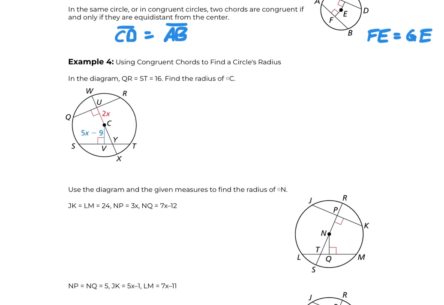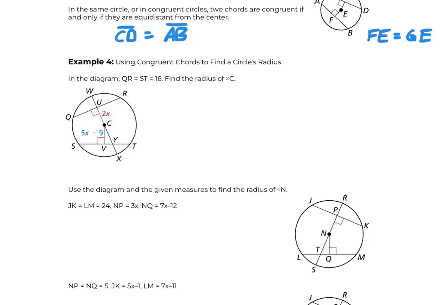I think the hardest part of these problems today is we got a lot of stuff going on in this circle, right? And trying to take the information that we have and use the information that we need. Sometimes they give you information at the top of the problem, like in the instructions. Sometimes it's labeled on the circle. We got to put all that together to what we need. Okay, so in this case, QR and ST are both 16.